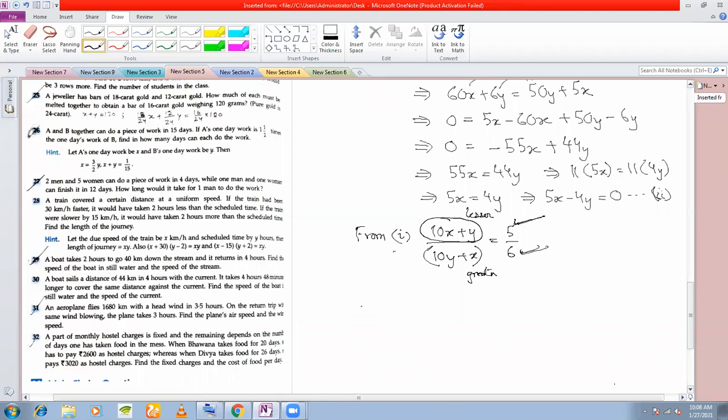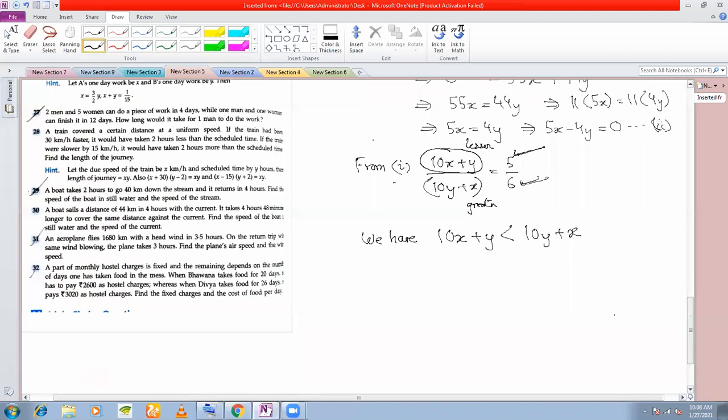So from here we derive that 10x plus y is less than 10y plus x. Right? Now from your class 8 knowledge of inequalities, in order to remove x from here, you subtract x from both sides. So what do we get here? 9x plus y is less than 10y.